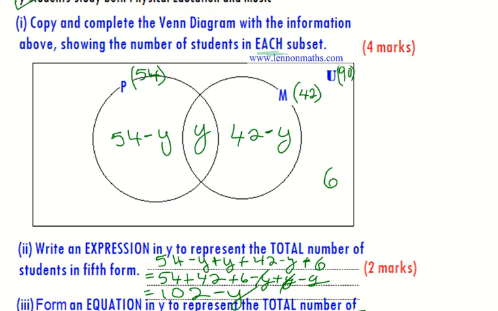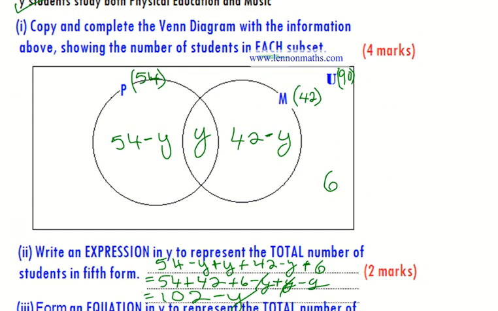Okay, so we can look at the information again at the top to see what we have just done, to ensure that we understand fully what's going on. So we have 12 students who are doing both subjects. How many students do we have doing only physical education? Well, now we can find a numerical value instead of an expression. It's 54 minus 12, and that will give us 42.